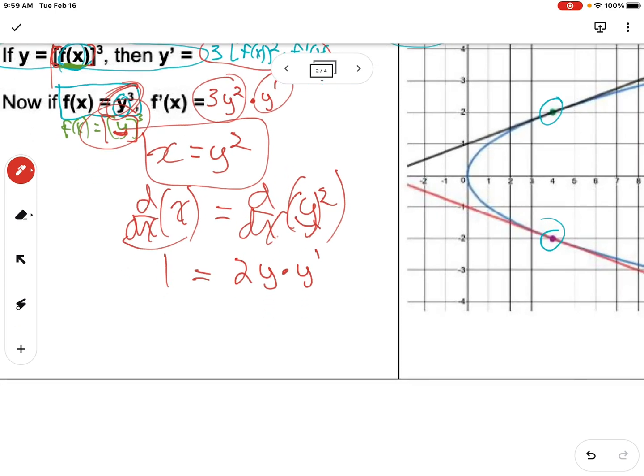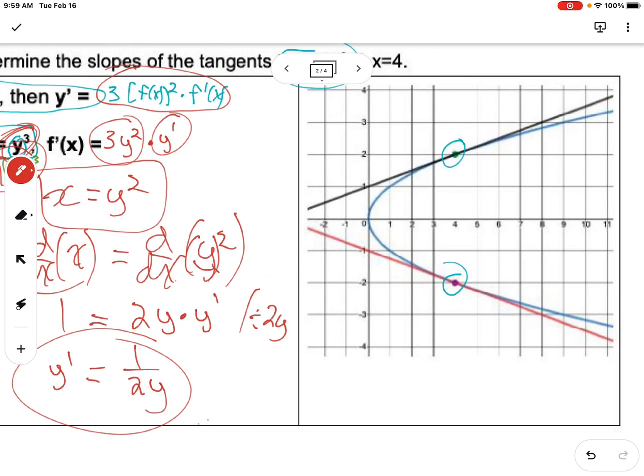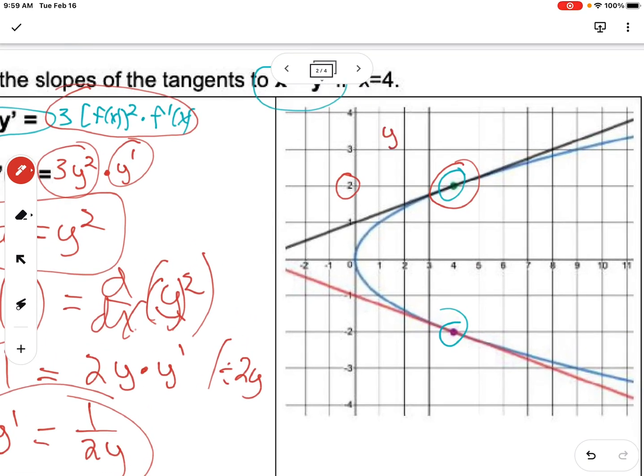And I know that's the hard part. So now, what does y prime equal? Well, look at this. I'm going to divide both sides by 2y. y prime actually equals 1 over 2y. So what's interesting about this is all I have to do is plug in the y values. So if I want to get the slope right here, the y value is 2. So y prime equals 1 over 2 times y. y is worth 2. So that's 1/4.